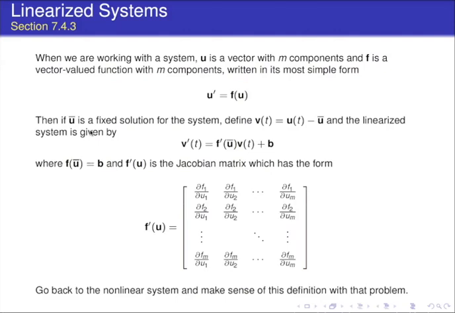So f is a vector valued function with m components, and I have m variables, u1 through um. And this Jacobian matrix is the matrix of all partial derivatives of all the f's with respect to the u's. And you're just going to have to take a look at that yourself with a particular problem.